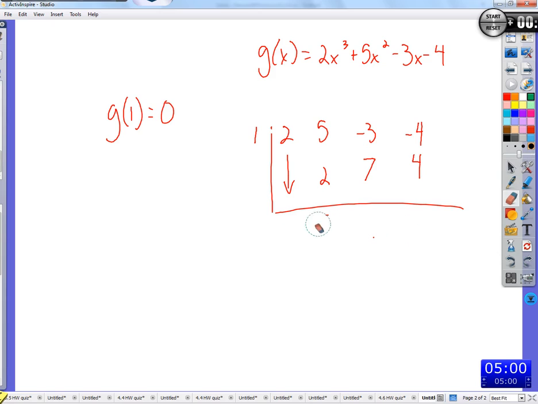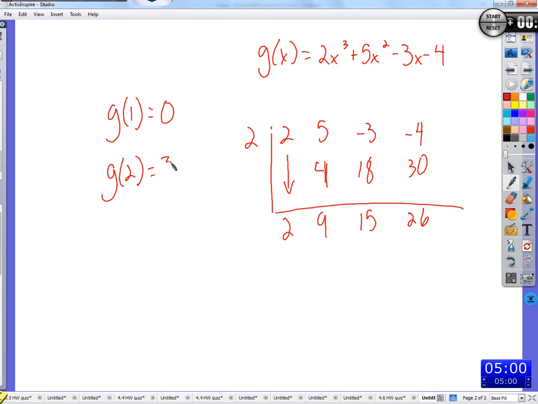Let me do one more, just to show you again what it looks like. Put in 2. We do the same thing, only with 2. 2 times 2 is 4. We add, we get 9. 2 times 9 is 18. Add, we get 15. 2 times 15 is 30. Minus 4 is 26. g of 2 is 26. So this would give us the point 1 comma 0, and this would give us the point 2 comma 26.